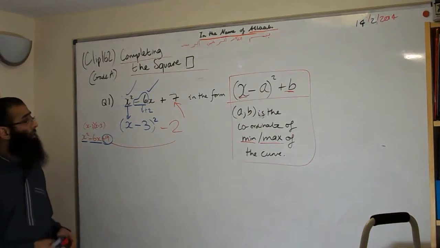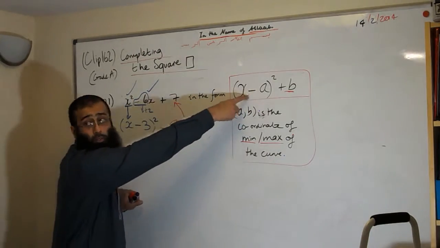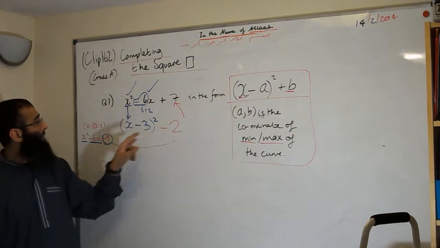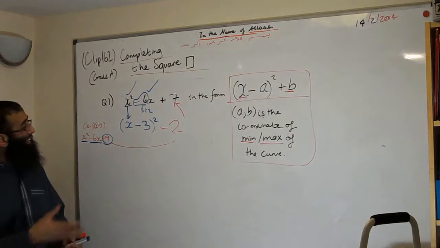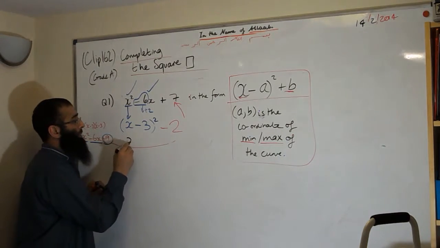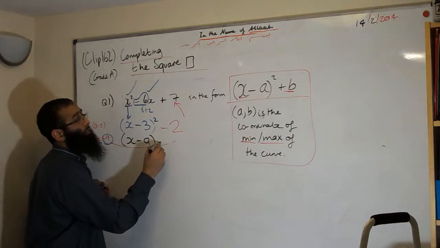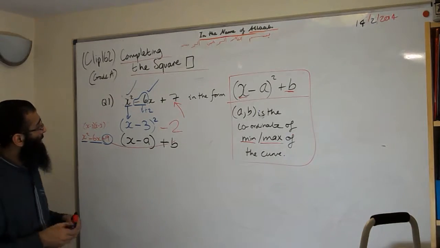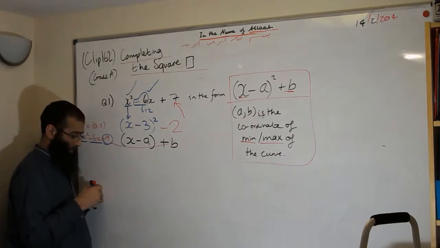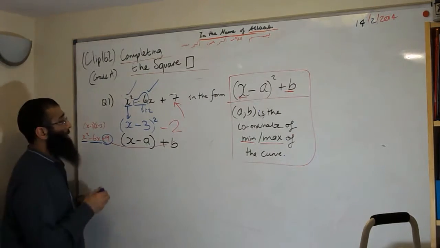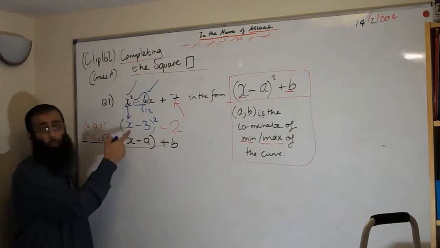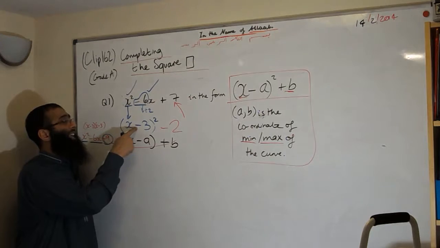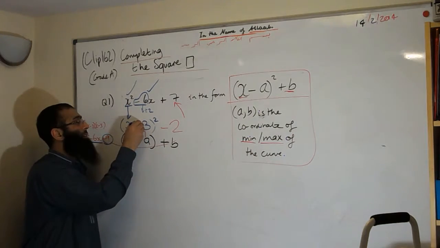Now, this is the format of the template they gave you in the exam question. They said express this like this. Is that equation like that? Yes, it is. So let's match it up now. x minus a, squared, plus b. Now let's have a look. What is the a value? From here, it's minus 3, so a is 3, because it goes x take away the a value. So it's x take away the 3. So the a here is 3.